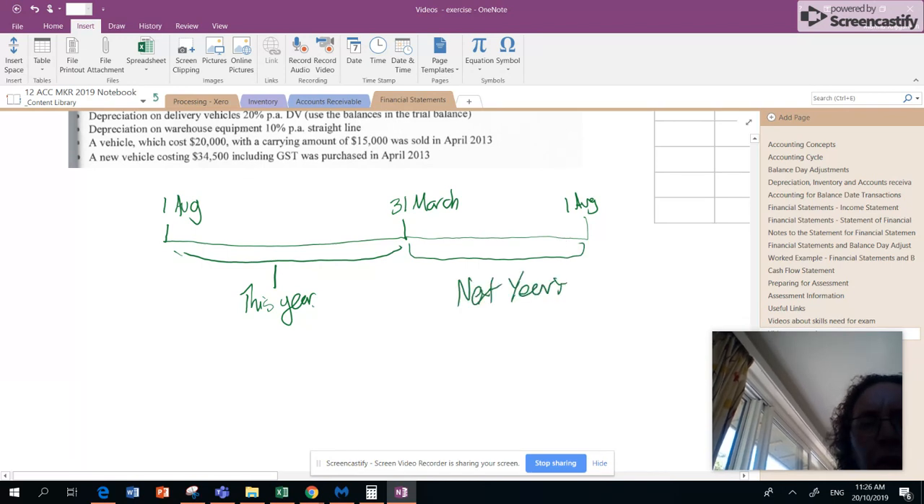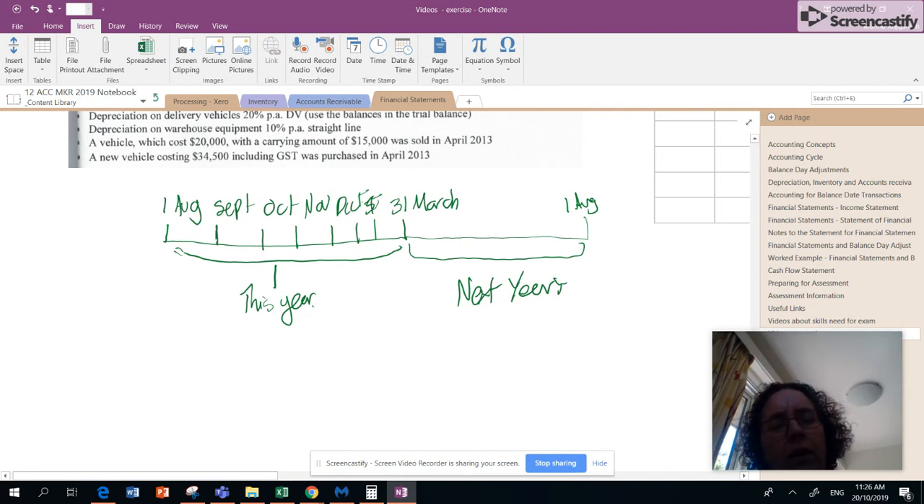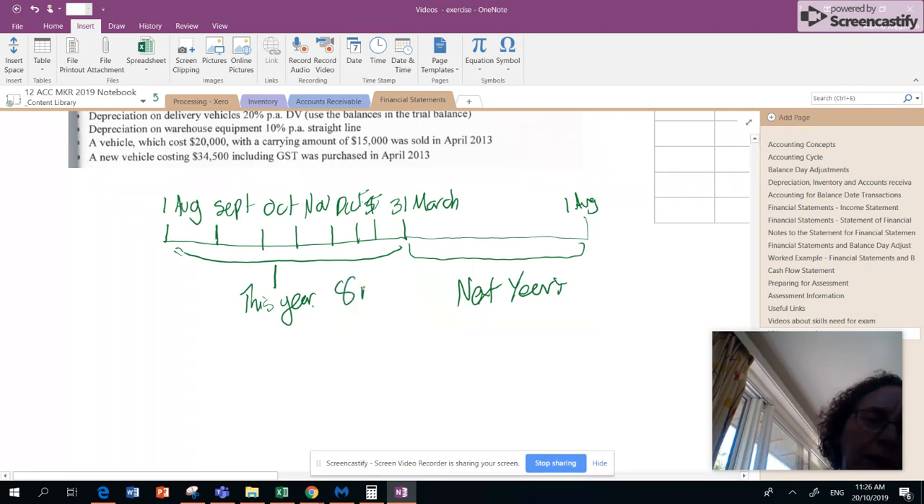Okay, so we're going to have to work out how many months. So we've got 1st of August, September, October, November, December, January, and February, and then through to March. So we've got 1, 2, 3, 4, 5, 6, 7, 8 months. So there's 8 months here and 4 months in the next year.